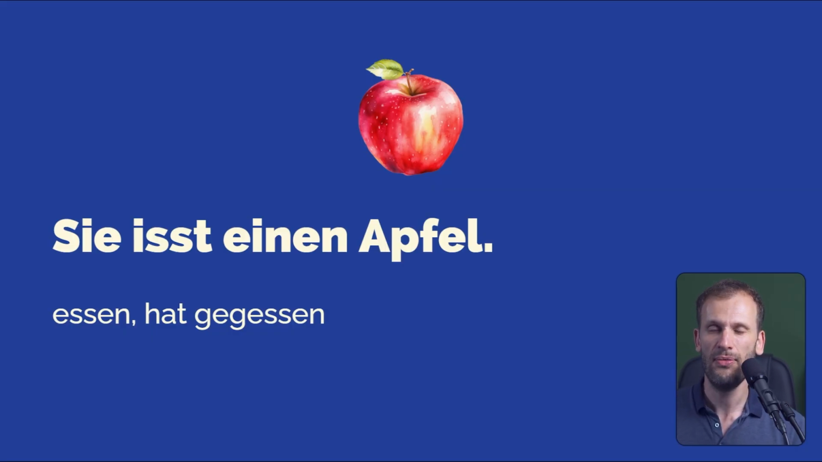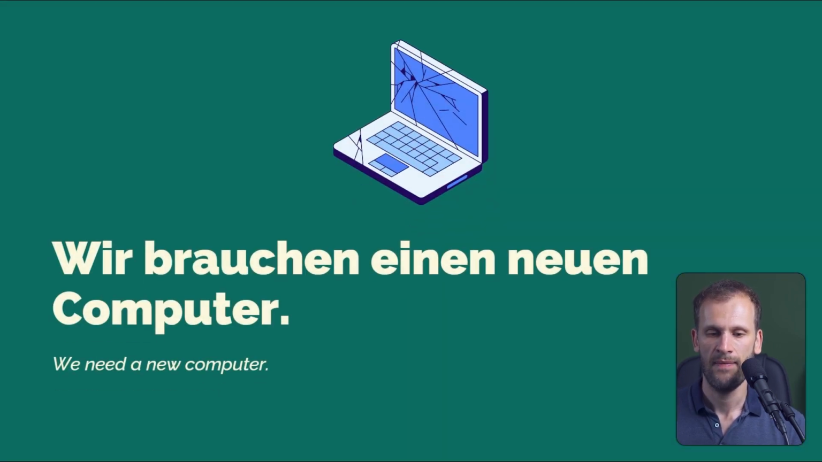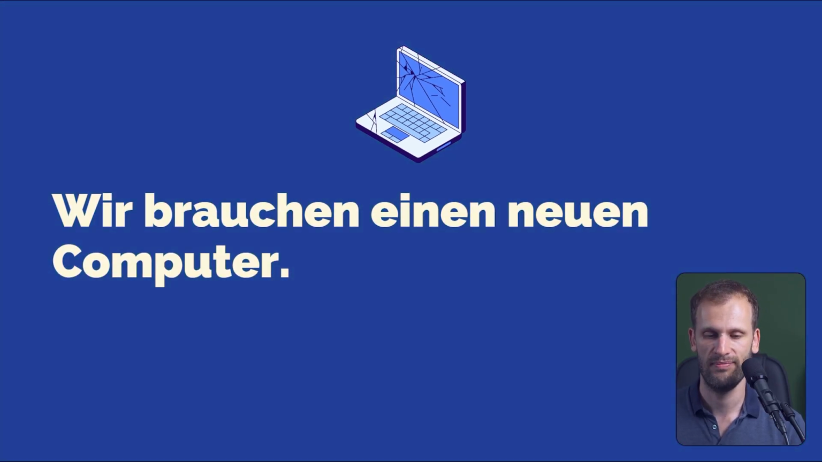What about the plural form for Apfel? Der Apfel, die Äpfel. It gets an umlaut, an A with 2 little dots on top of it. Great. Also, wir brauchen einen neuen Computer. We need a new computer. So brauchen, a super important verb, to need, also takes the accusative case like most verbs.